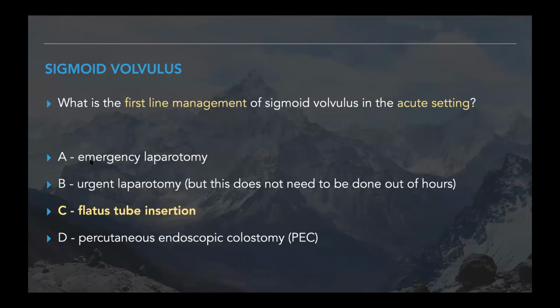The decision about whether that's emergent or urgent depends on the clinical state of the patient. D, percutaneous endoscopic colostomy, is a way of managing people who have recurrent sigmoid volvulus but aren't suitable candidates for surgery. Sometimes you can fix the sigmoid colon laparoscopically or via open surgery. But this essentially involves creating a hole in the sigmoid colon with a stoma bag just to keep it permanently decompressed. But the first line management is flatus tube insertion or endoscopic decompression.